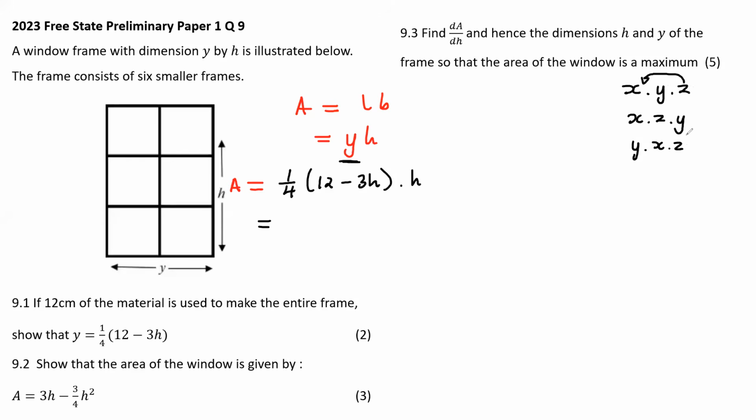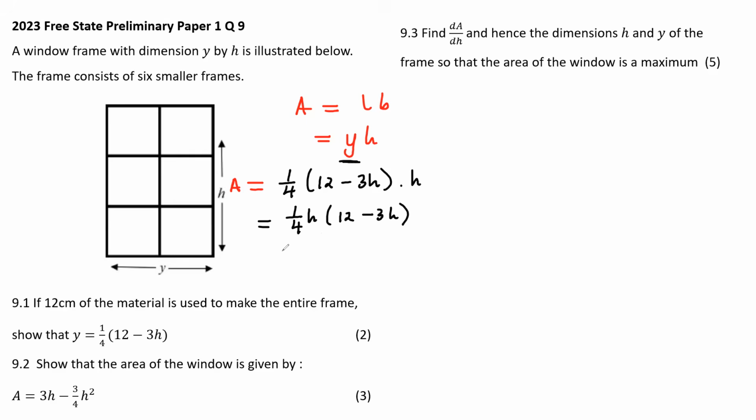You can start with any. As long as they're multiplying, you are free to play around with the terms. Now, I would like to move h to go in front so that it becomes a quarter of h, 12 minus 3h. And then eventually, I want it to end up the way that they wanted.